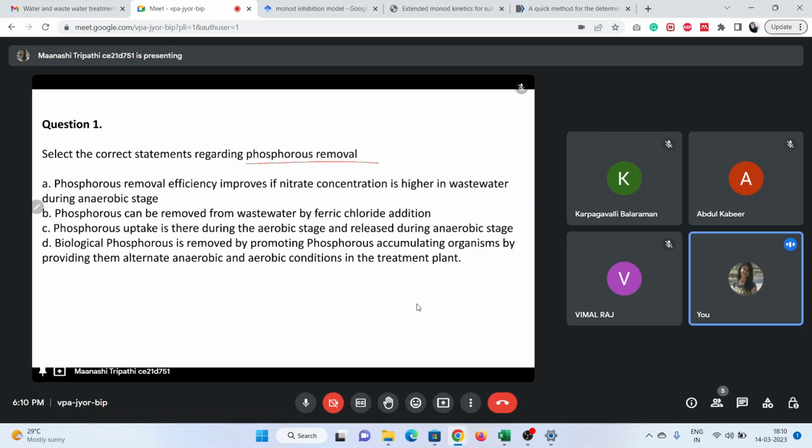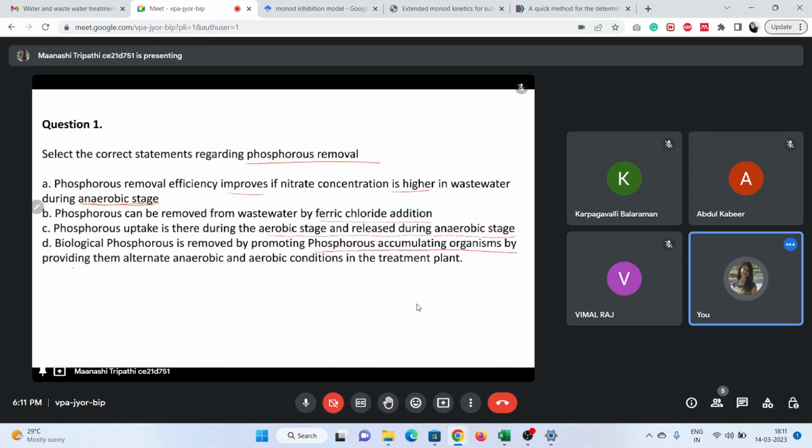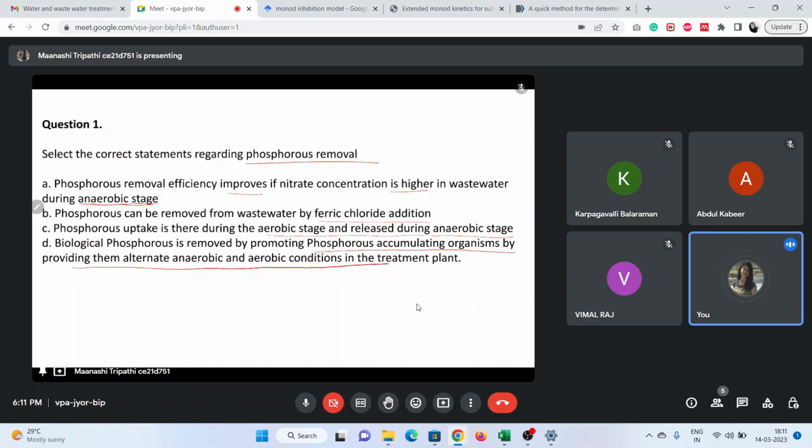Phosphorus removal efficiency improves if nitrate concentration is higher in wastewater during the anaerobic stage. Phosphorus can be removed from wastewater by ferric chloride addition. Phosphorus uptake is there during the aerobic stage and released during the anaerobic stage. Biological phosphorus removal is done by promoting phosphorus accumulating organisms, by providing them alternate anaerobic and aerobic conditions in the treatment plant. So what can be the correct statement? Ma'am, option B and D.